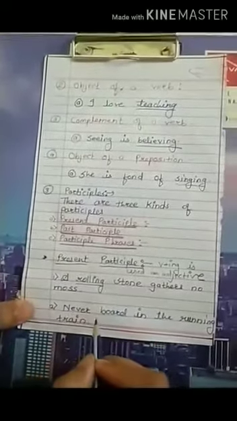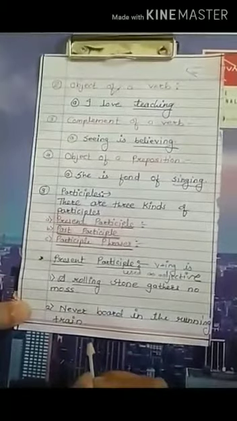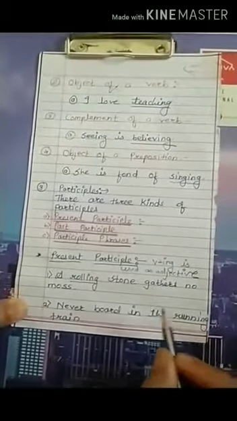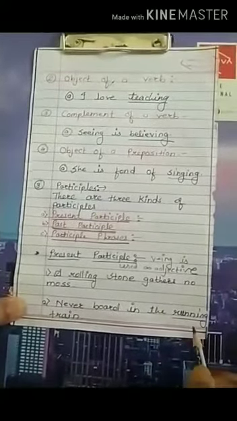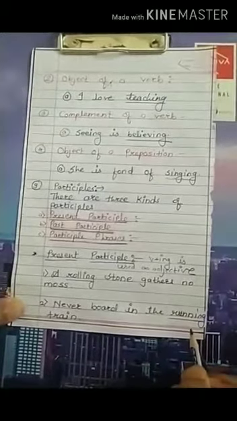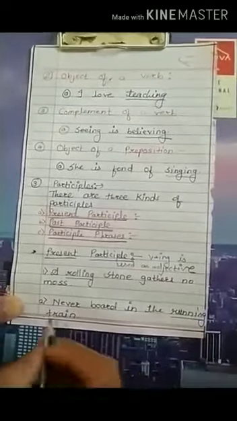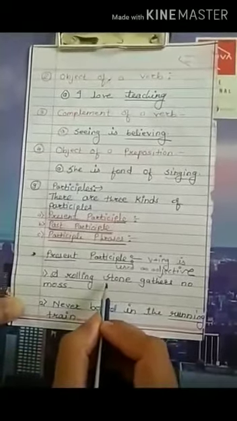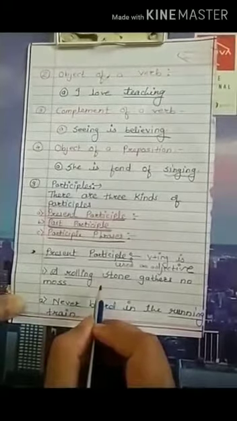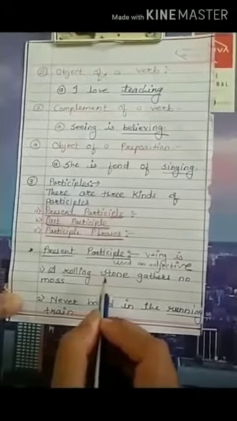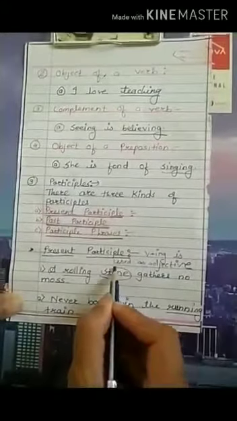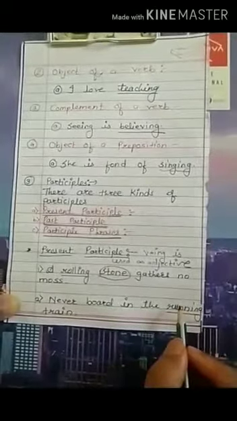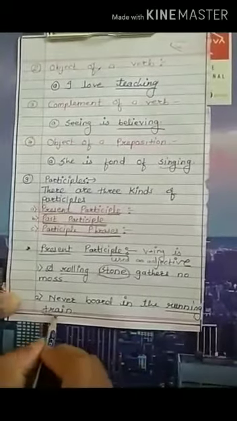Second sentence, never bored in the running train. Running is an example of present participle. Here, running is an adjective which qualifies the noun train. In the first sentence, rolling is an adjective which has given information about the stone, while in the second sentence, running is an adjective which qualifies the noun train.